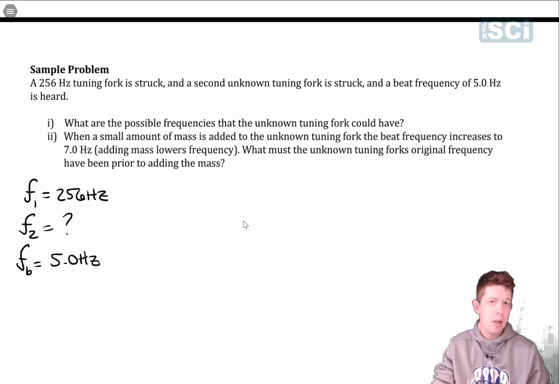It doesn't tell us exactly what it is because we'll have to do another small part of an experiment, which is the second part of this question, to determine exactly what the frequency of that tuning fork actually is.